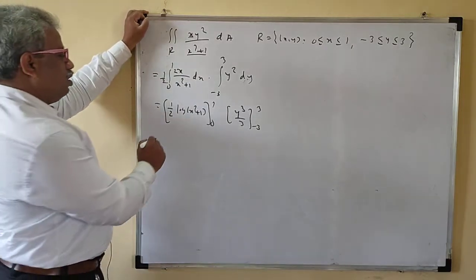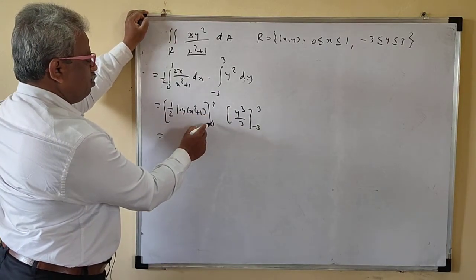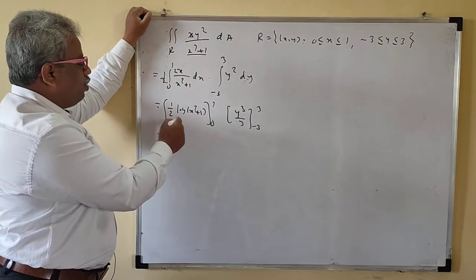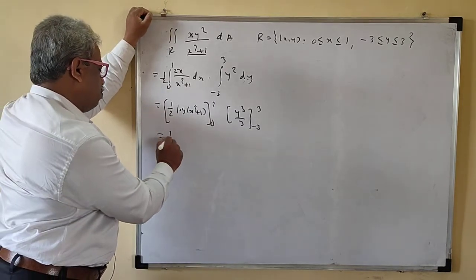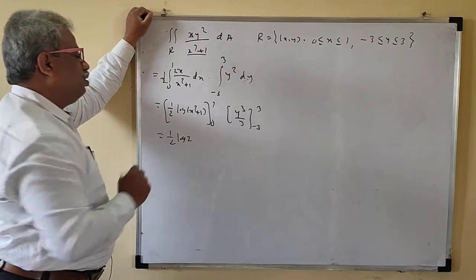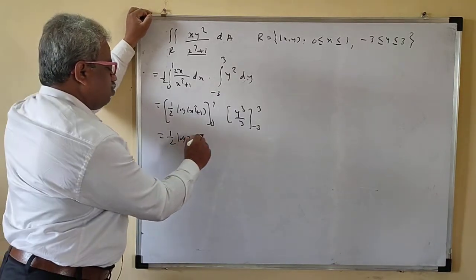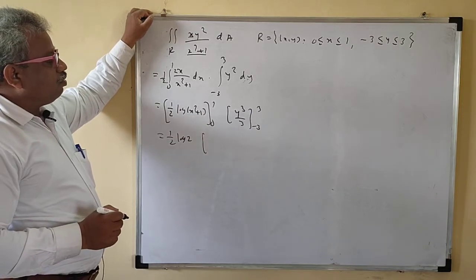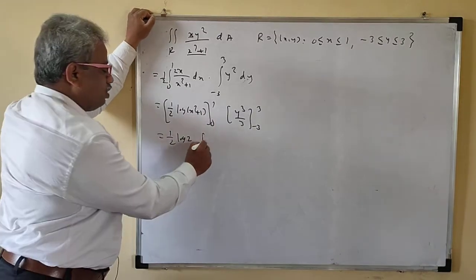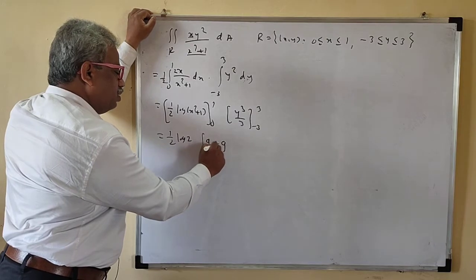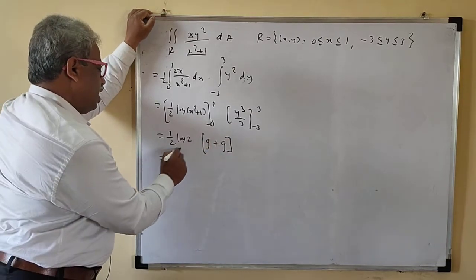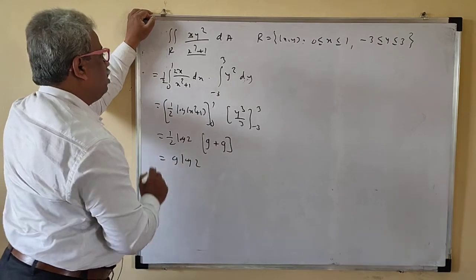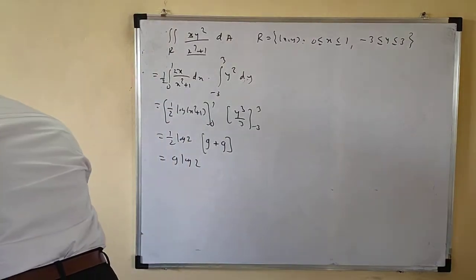Now if you put here x is equal to 0, we get log 1, which is 0. So only I have to put the upper limit. This is 1/2 log 2. Now if you put here y is equal to 3, then 3 square upon 3 is 9. So minus minus plus, this is 18, 18 means 9. So this is 9 log 2. So 9 log 2 is your required answer.